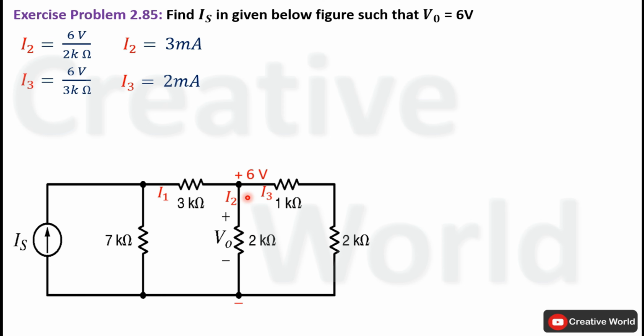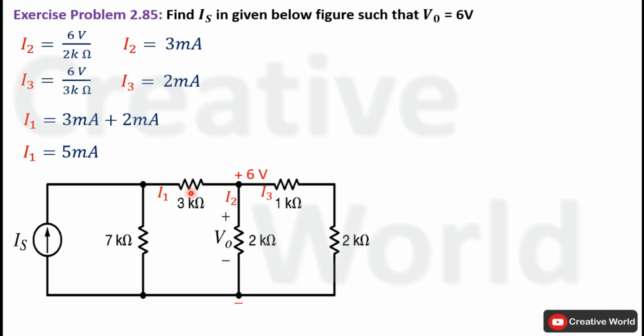With the help of Kirchhoff's current law, we can calculate the value of current I1 that will be coming towards this node, and this current will be equal to the sum of both currents. So the value of current I1 will be equal to the sum of both currents, 3 milliampere and 2 milliampere. It will become 5 milliampere.